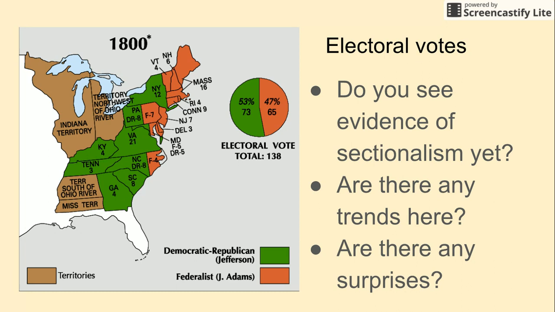Do you see evidence of sectionalism yet? Of a north and a south? Is there any we versus they? Coastal versus inland? So do you sense any trends? Are there any surprises? Are you curious why one state went one way and not another?